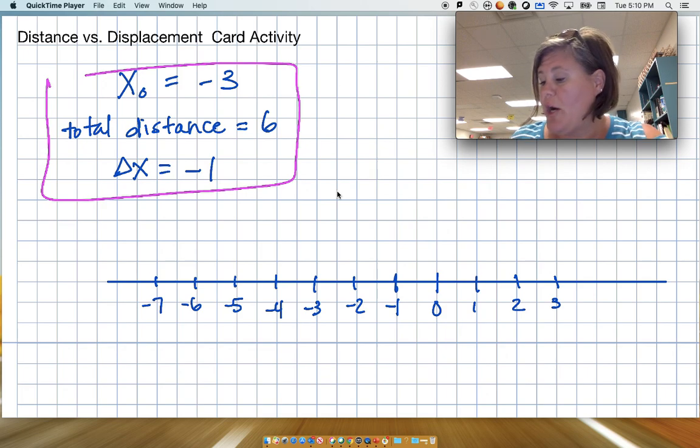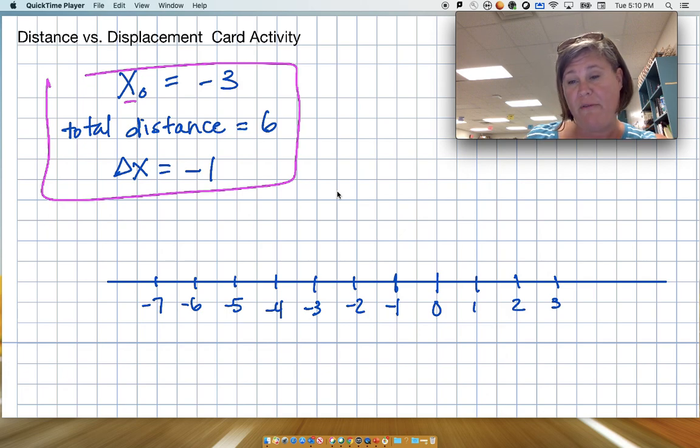So we know the start position here is -3, and we're using this coordinate plane as our frame of reference so that we can measure these changes in position relative to our frame of reference. So -3 is our start position.